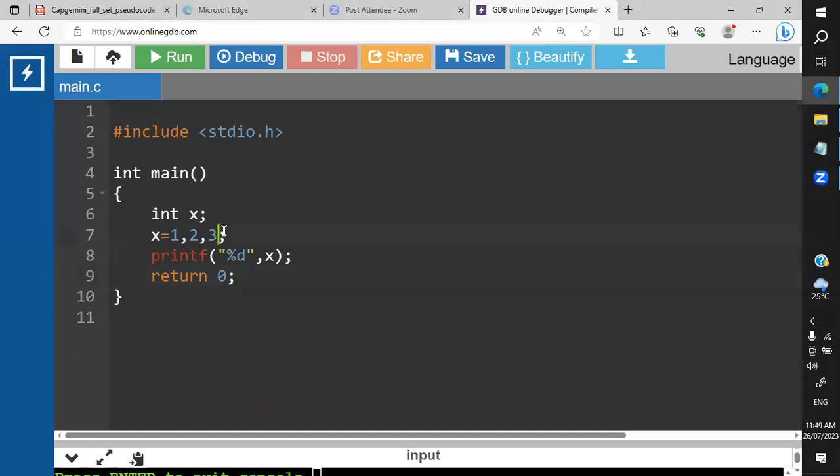But same thing, observe. I'll put braces. In this case, can you tell me what will be the output?